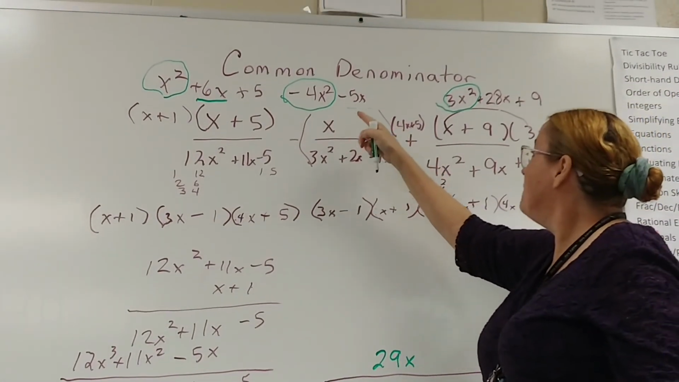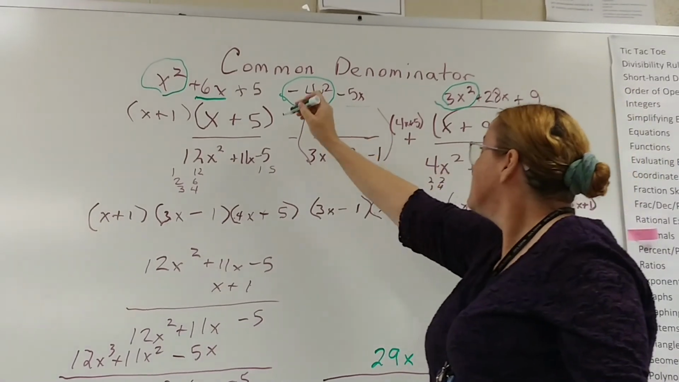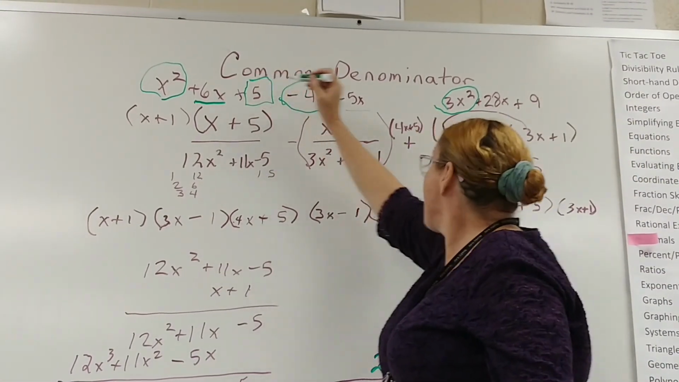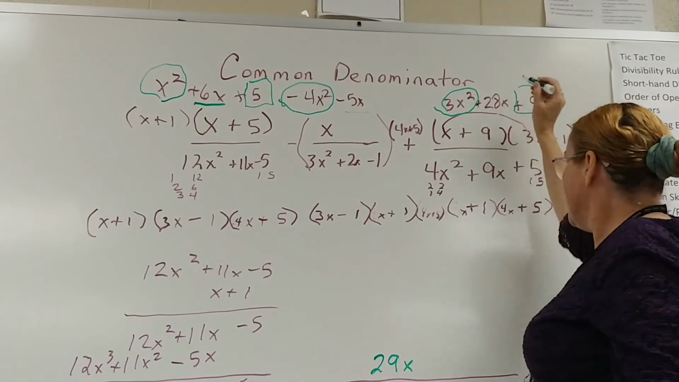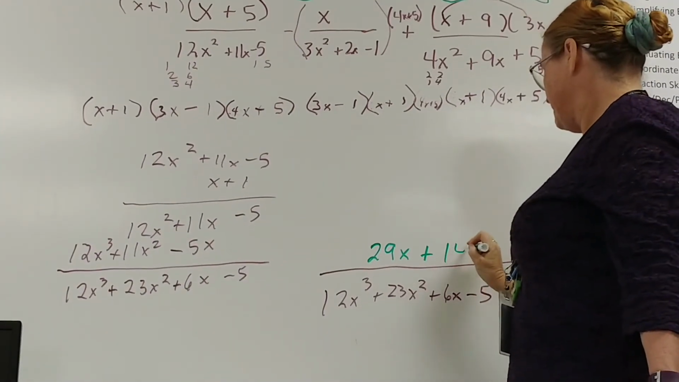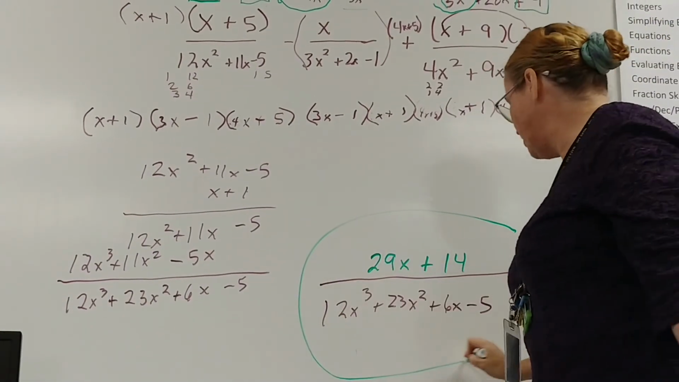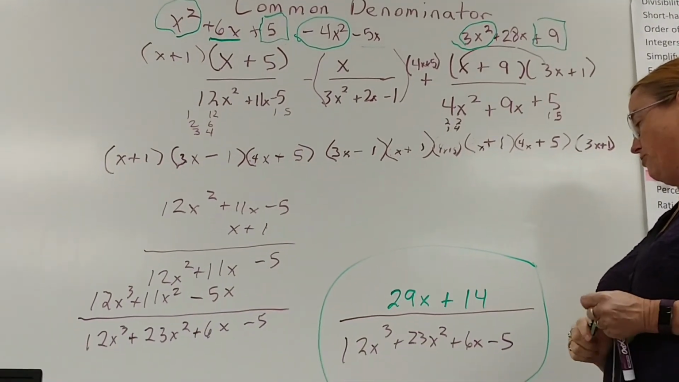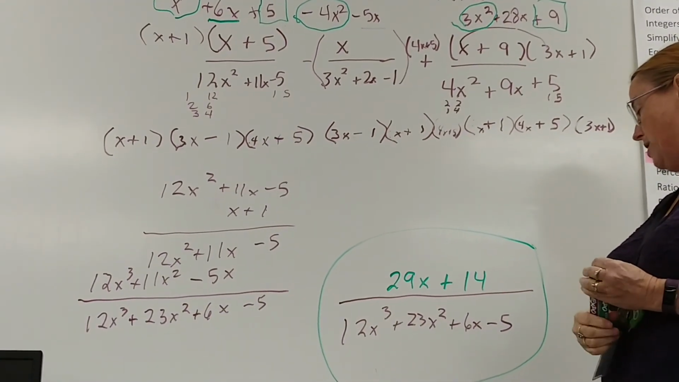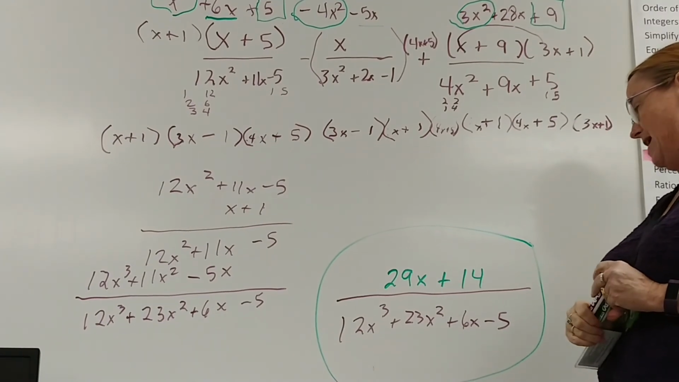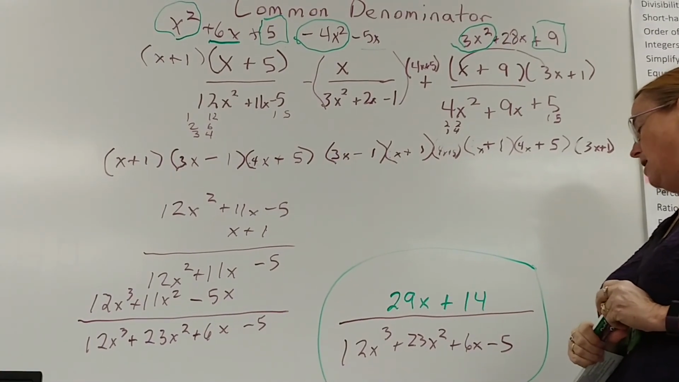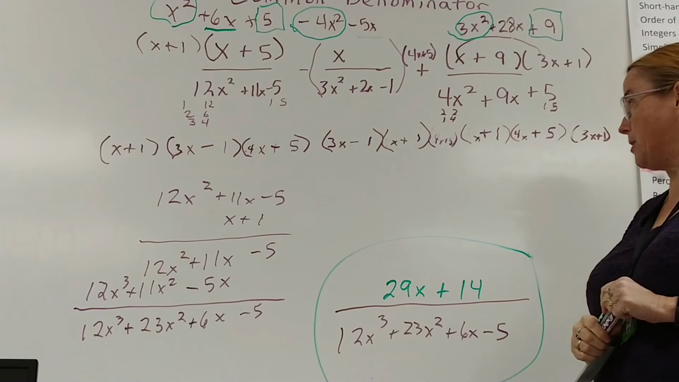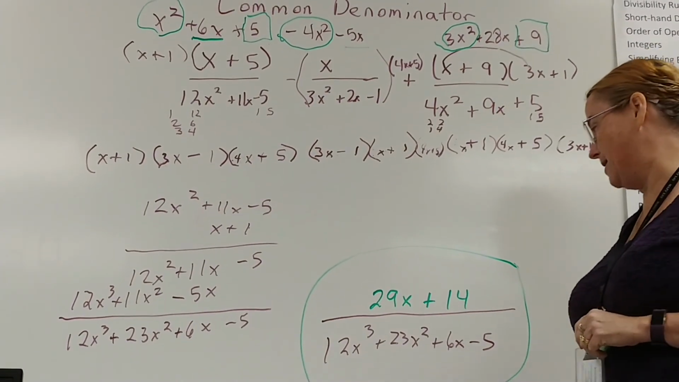And then 5 plus 9 is 14. So your answer should be that. 29x plus 14 over 12x cubed plus 23x squared plus 6x minus 5. And there really is not a way to reduce that. So that is that common denominator.